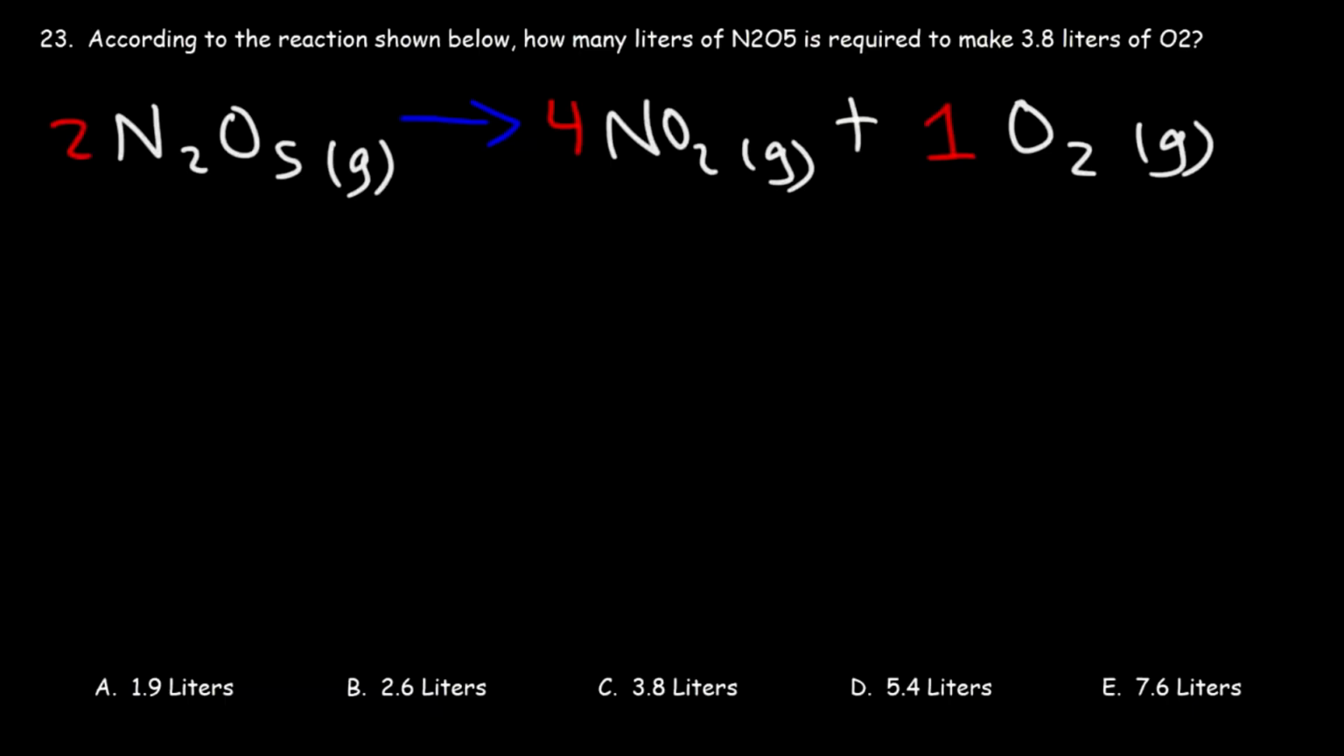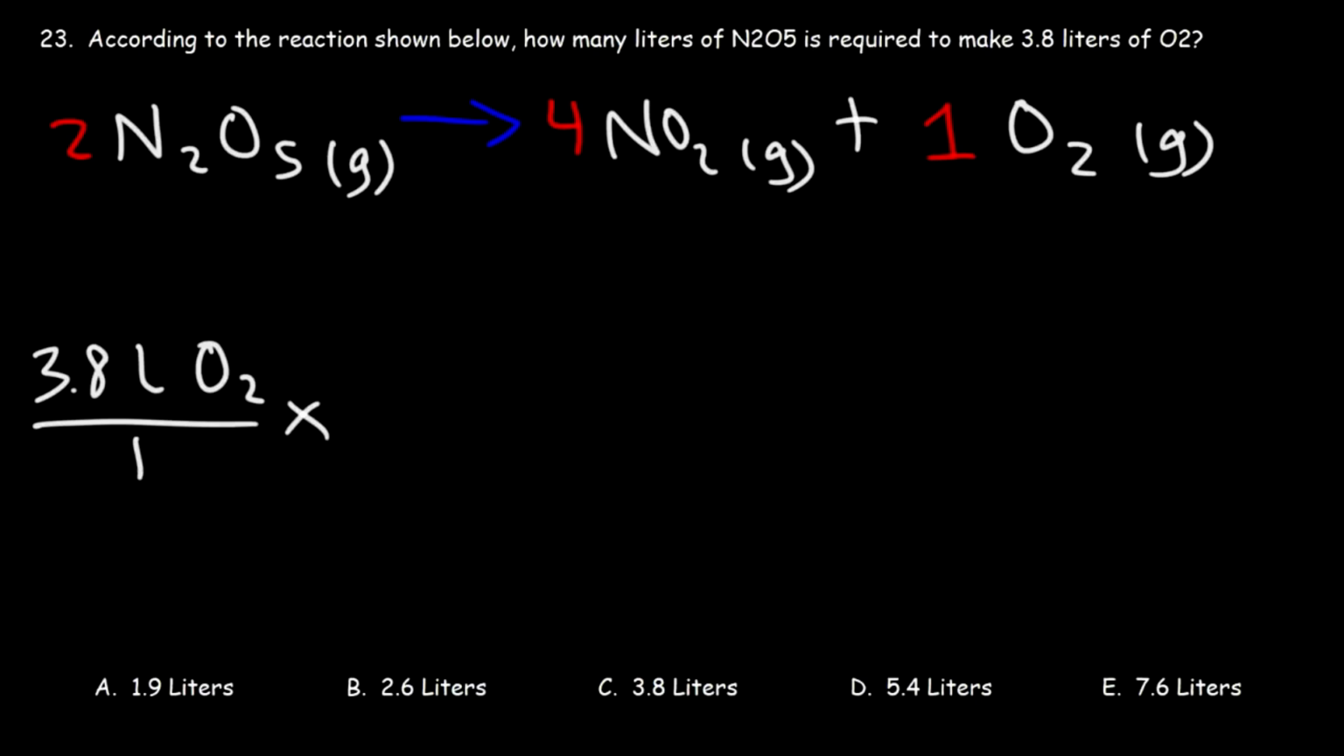23. According to the reaction shown below, how many liters of N2O5 is required to make 3.8 liters of O2? So in the last problem, we did a mole-to-mole conversion. When dealing with gases, you can do something similar, a liter-to-liter conversion. So let's start with what we're given, 3.8 liters of O2. Our goal is to convert that to the liters of N2O5.